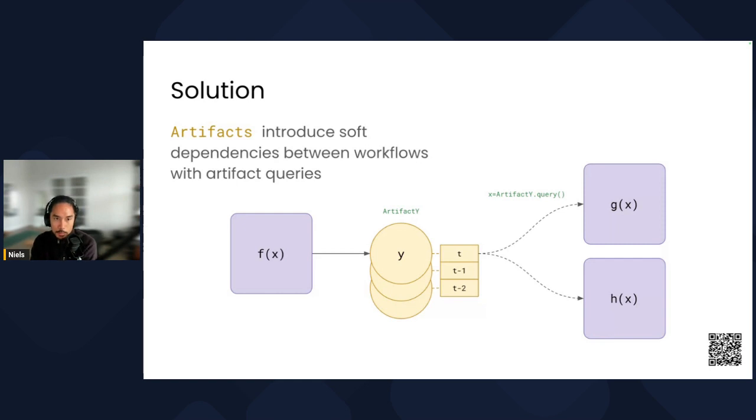So the solution that artifacts provide is that now you can introduce soft dependencies between workflows with artifact queries. So I have artifact Y here, and T minus 1, T minus 2 are simply materializations over time of artifact Y. And now G and H can have the soft dependency where I can say, hey, the input X of G is artifact Y, and I'm just querying the latest materialization of Y.